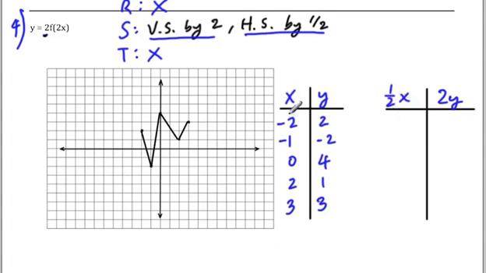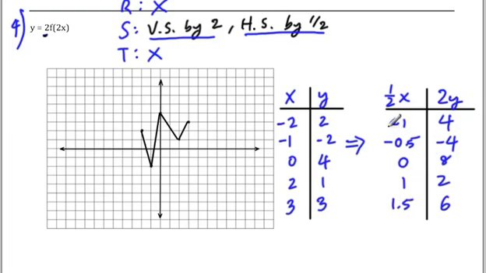Right? So now all we have to do is just take these x's, multiply them by half, and take all these y's and multiply them by 2. So let's do the y's first because that's a little bit easier. So 2 times 2 is 4, negative 2 times 2 is negative 4, 4 times 2 is 8, 1 times 2 is 2, 3 times 2 is 6. Okay, so we have that. Now let's do the x's. With the x's, it's half. So in other words, it's negative 1, negative 0.5. 0 times half is simply 0. 2 times half is 1. And 3 times half is 1.5.